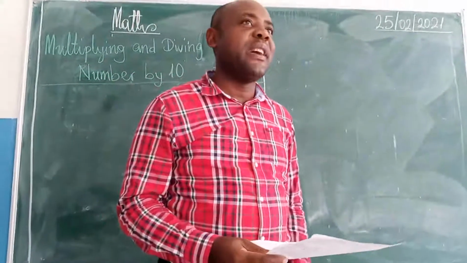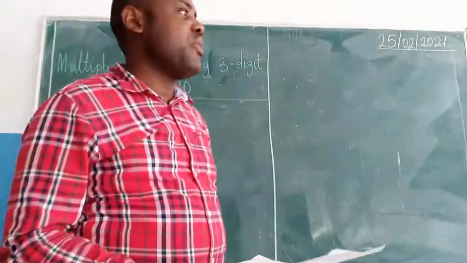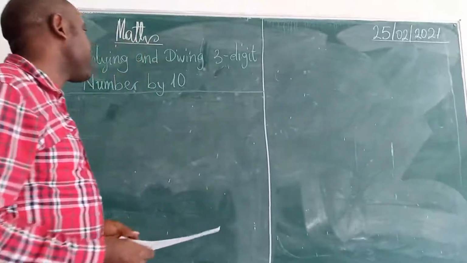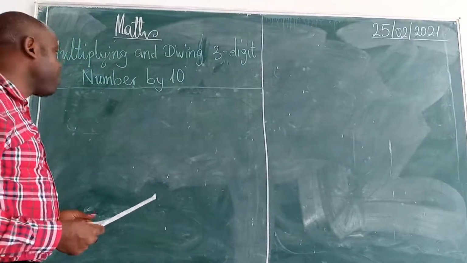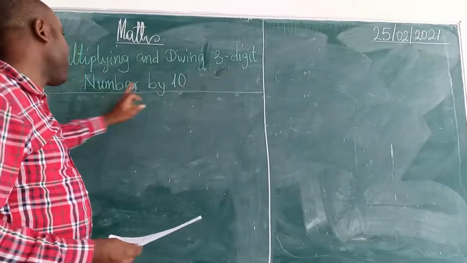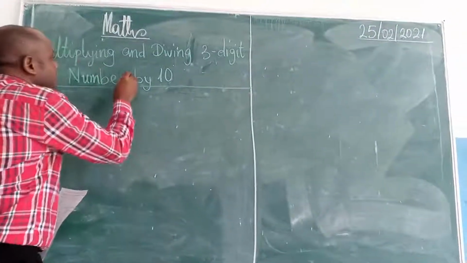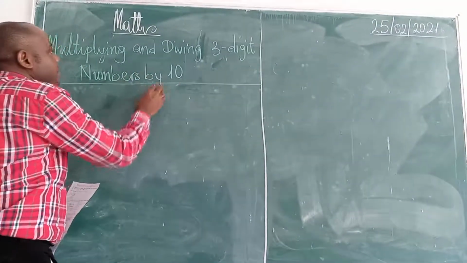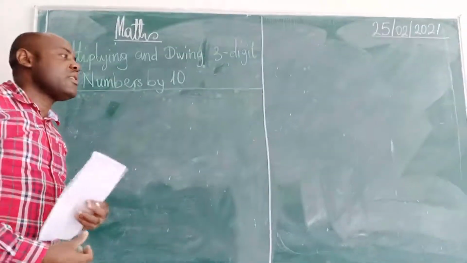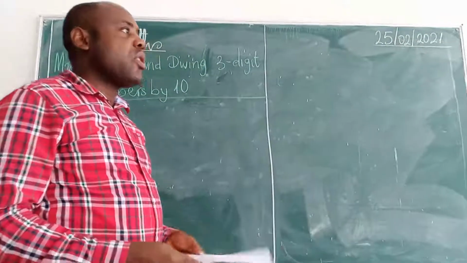Hope you're doing fine. This morning we want to look at mathematics, and in mathematics we are going to look at the topic multiplying and dividing three-digit numbers by 10. Multiplying and dividing three-digit numbers by 10.